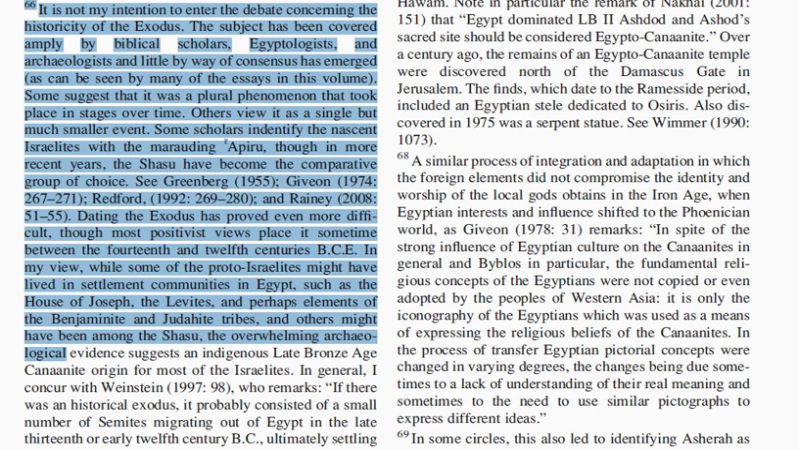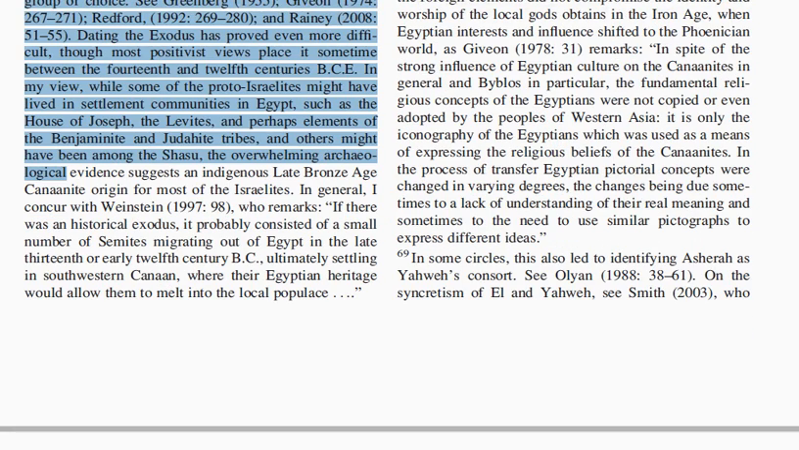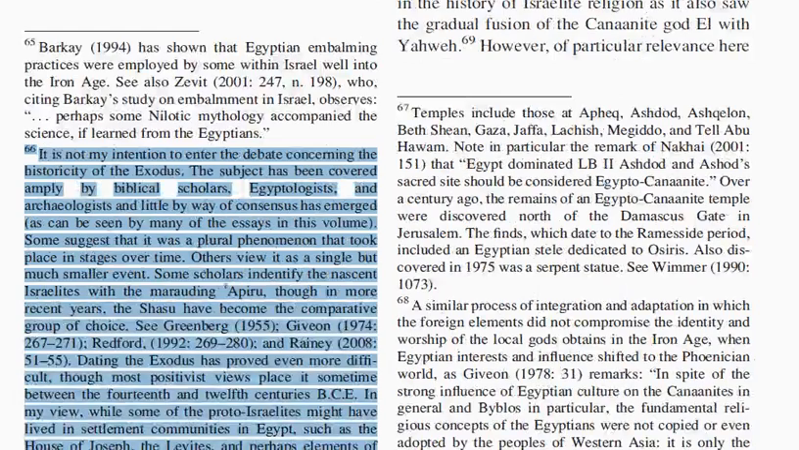Dating the Exodus has proved even more difficult, though most positive views place it sometime between the 14th and 12th centuries BCE. In my view, while some of the Proto-Israelites might have lived in settlement communities in Egypt, such as the house of Joseph, the Levites, and perhaps elements of the Benjamite and Judahite tribes, and others might have been among the Shashu, the overwhelming archaeological evidence suggests an indigenous late Bronze Age Canaanite origin for most of the Israelites. In general, I concur with Weinstein, who remarks, if there was historical evidence, it probably consisted of a small number of Semites migrating out of Egypt in the late 13th or early 12th century BC, ultimately settling in southwestern Canaan, where their Egyptian heritage would allow them to melt into the local populace. And the footnote.